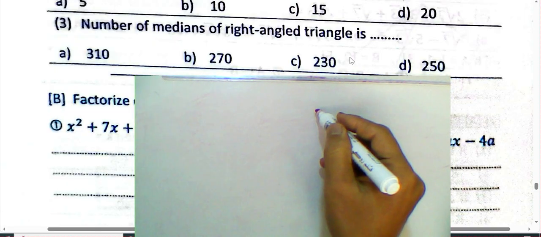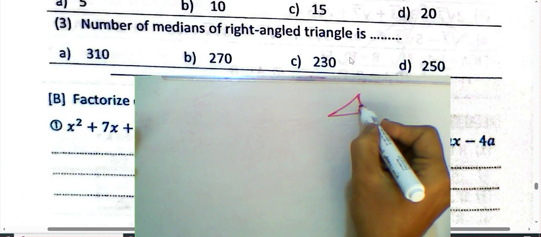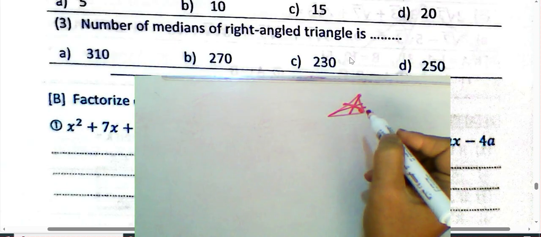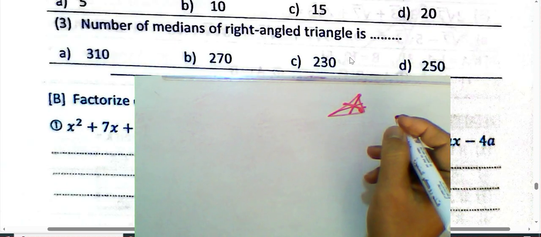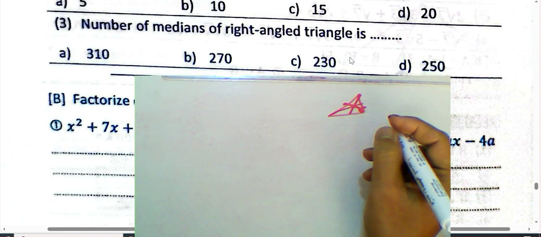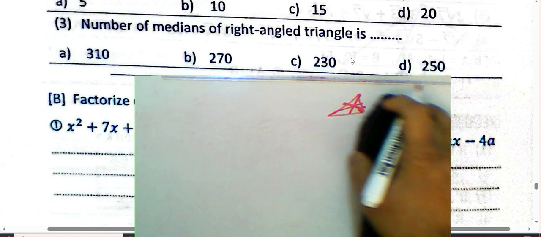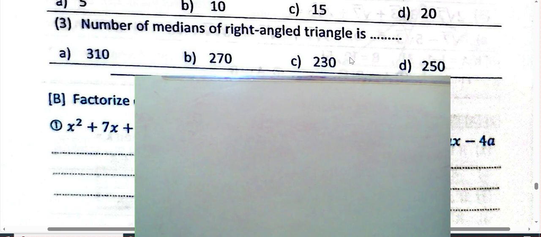Number of medians of a right angle triangle: 3. Any triangle has 3 medians. Any triangle, like isosceles, scalene, equilateral, right angle triangle, or obtuse angle triangle, and also acute angle triangle, we have 3 medians of a triangle. Okay, the solution here is wrong. 3 is the number of medians. It will be 3. This question in Arabic will be 3.